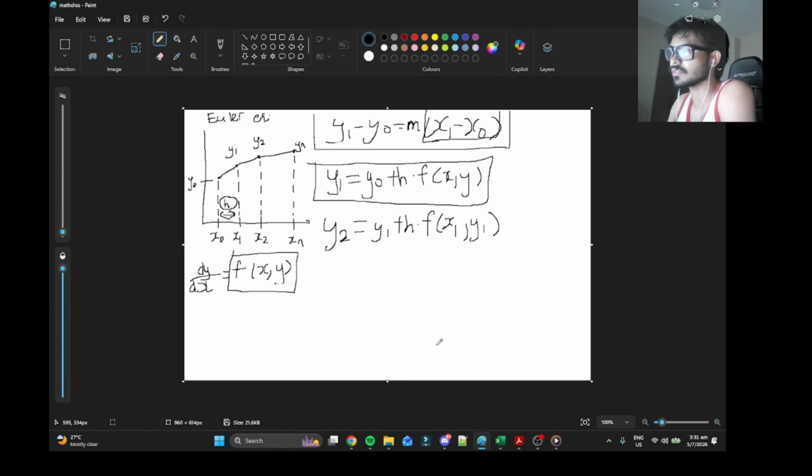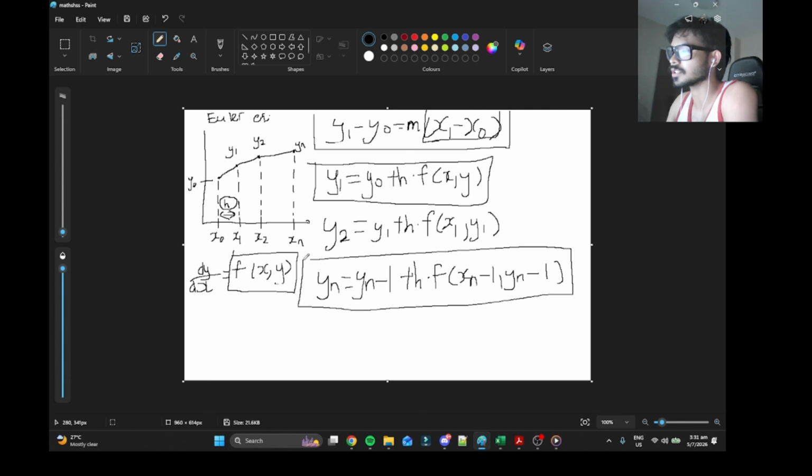So the general equation for Euler's method will be yn equals the previous value of y plus our step size multiplied by f of the previous value of x, which is xn minus 1, and the previous value of y. So this will be the derived equation.